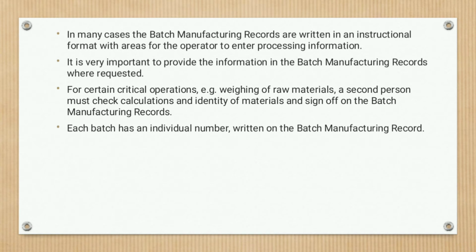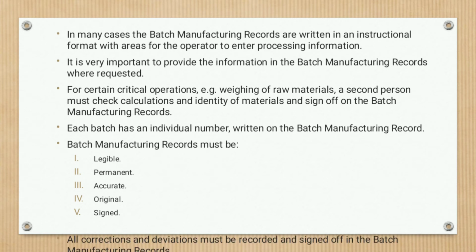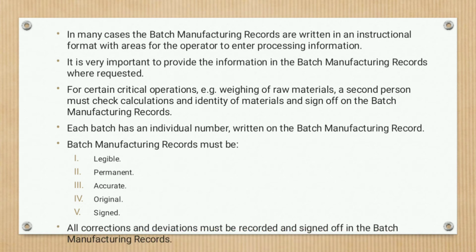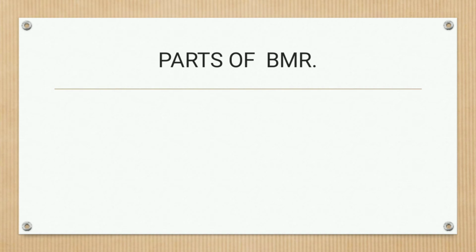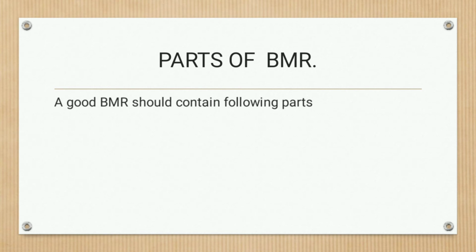Then each batch has an individual number written on the batch manufacturing record. Batch manufacturing records must be, first, legible, then permanent, accurate, original, and last but not least, signed by the authorized person. Then all corrections and deviations must be recorded and signed off in the batch manufacturing record. So now let us look into the parts of BMR in detail. A good BMR should contain the following parts.